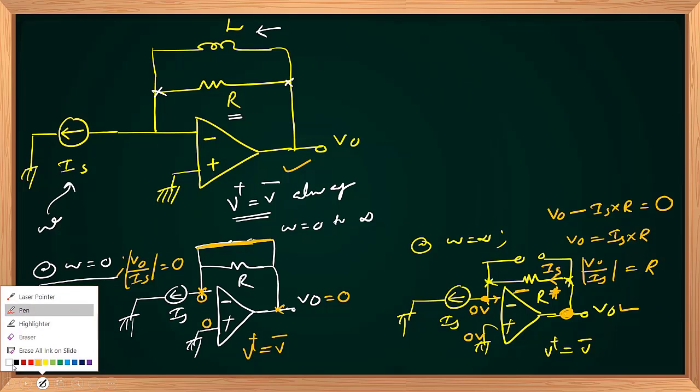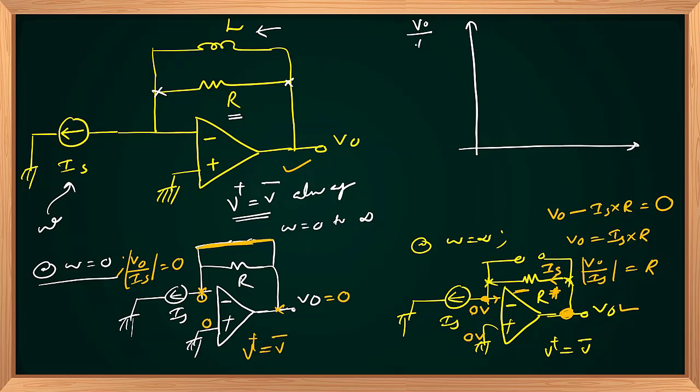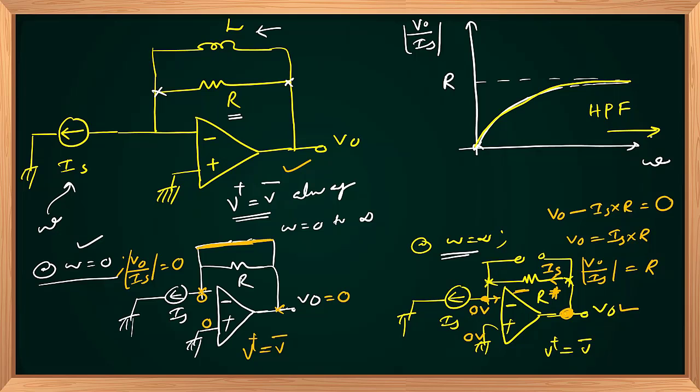So if you are plotting the graph between the magnitude of Vout upon Is and omega, at omega equal to 0, that value is 0. It increases, and at omega equal to infinity, it touches a value R. It has the nature of a high pass filter. Gain Vout upon Is increases as frequency increases, so high pass filter. Of course, it will have a lower cutoff frequency, omega L, and that is defined as 1 by root 2 times the maximum value R.